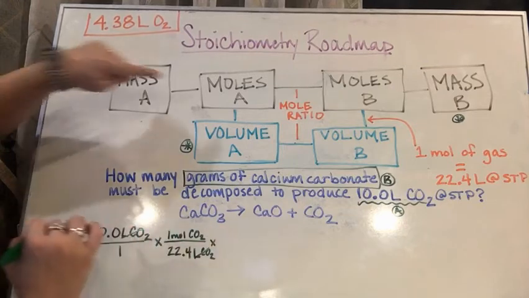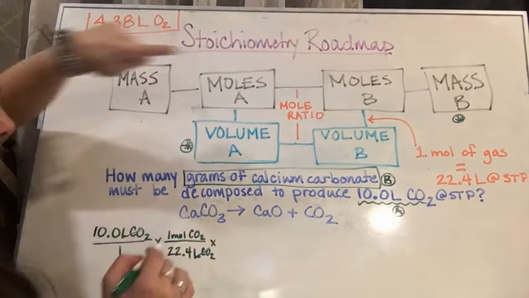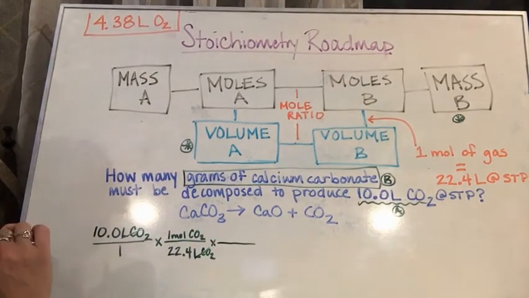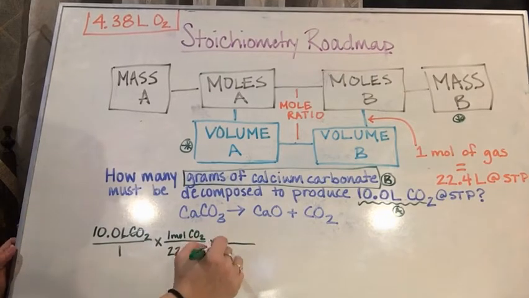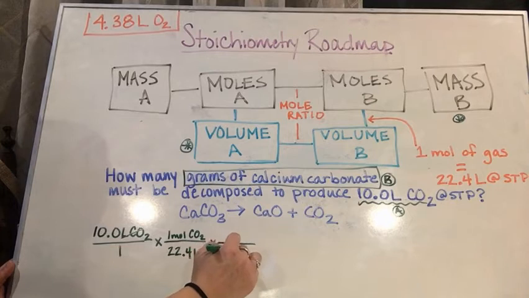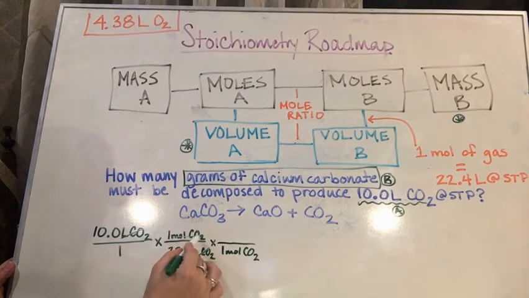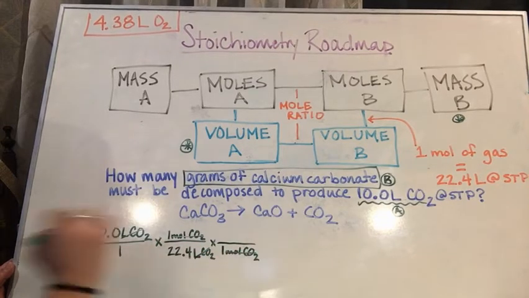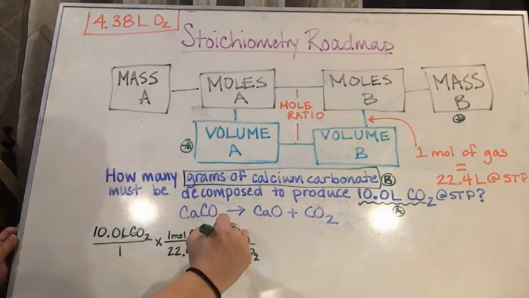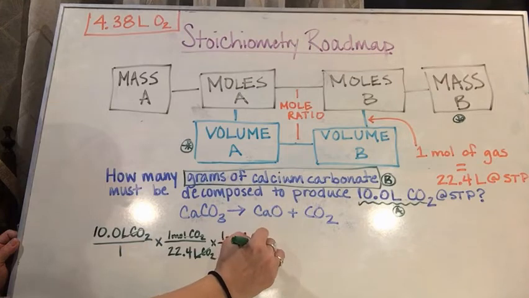Now, we are at moles of substance A. That means we need to use our mole ratio to get to substance B. So we're going to take our balanced equation, our coefficients, and we're going to use those to make that mole ratio. Remember, we already had a balanced equation, so it's 1 to 1. 1 mole of CO2 is going to go on the bottom because we want moles of CO2 to cancel out. We want to convert this into calcium carbonate, CaCO3. So 1 mole of CaCO3 on the top.